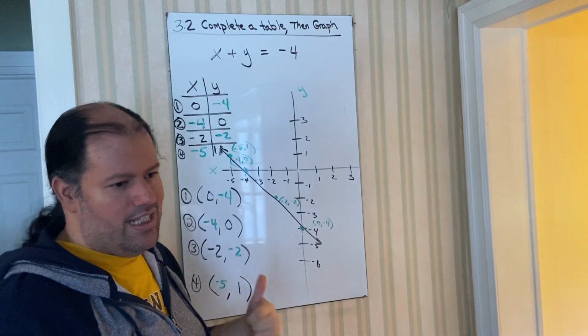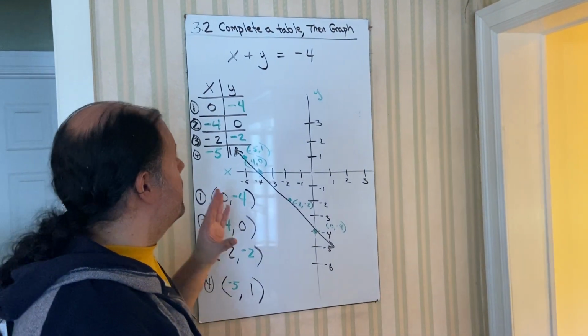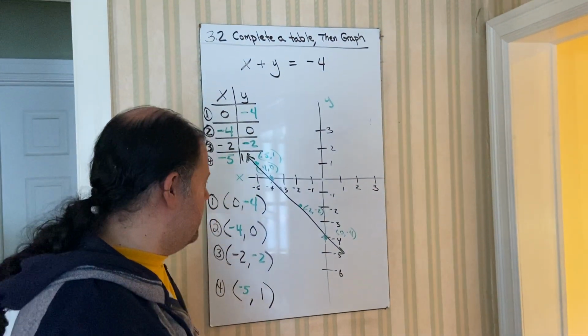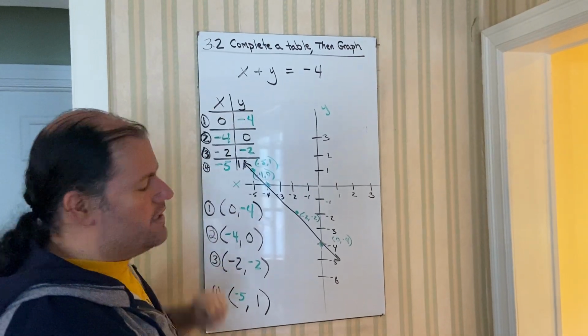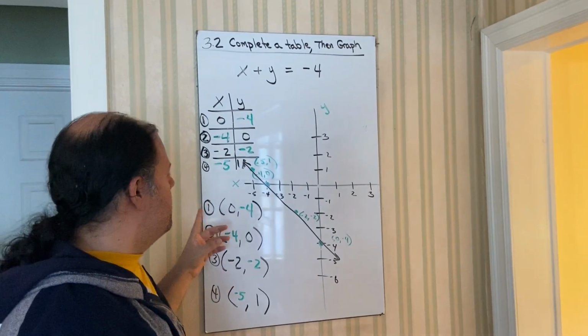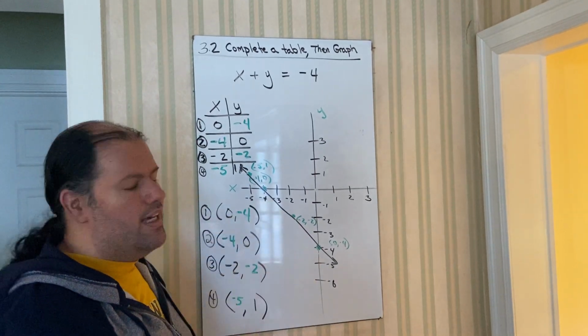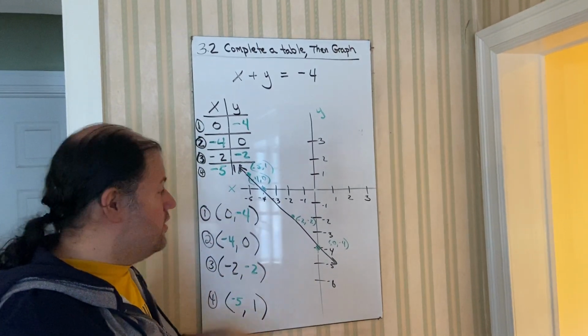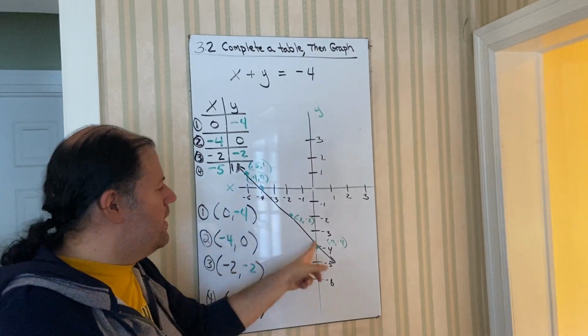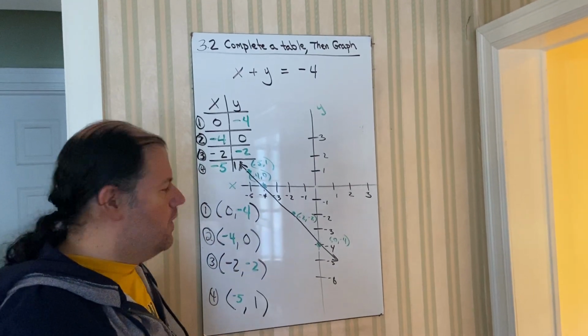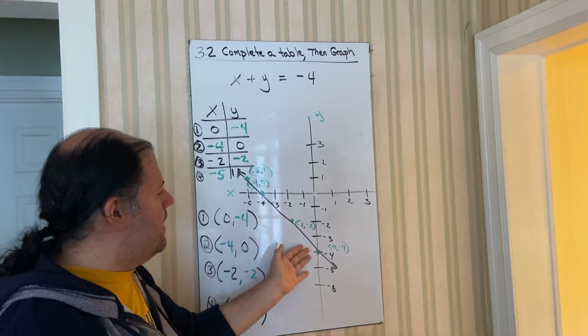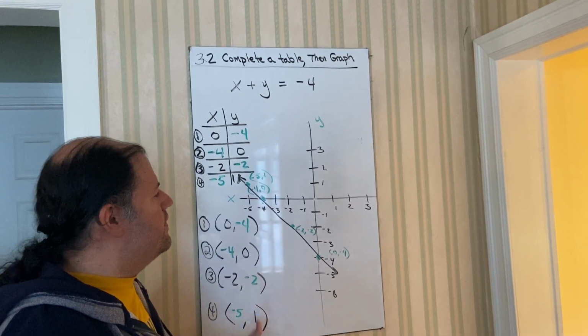One straight line. Okay, so this has three parts to it. Part one is completing the table. Part two is plotting these individual points. And once you're done with individual points, you got to connect this in one straight line. Once you connect it as one straight line, then you just graph the equation.